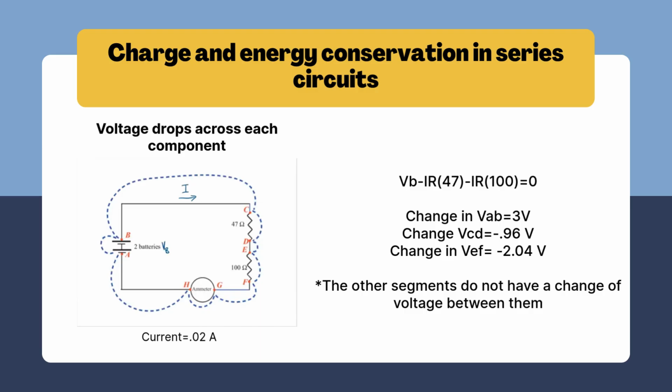So let's talk about the voltage drops across each component. So we have the equation where VB minus the voltage drop across the 47 ohm resistor and minus the voltage drop across the 100 ohm resistor equals 0. And then the next 3 lines just consist of the change in between each of the individual segments. So AB has a change, CD, and EF. And the other segments involved do not have any change in voltage between them, so it's the same potential.